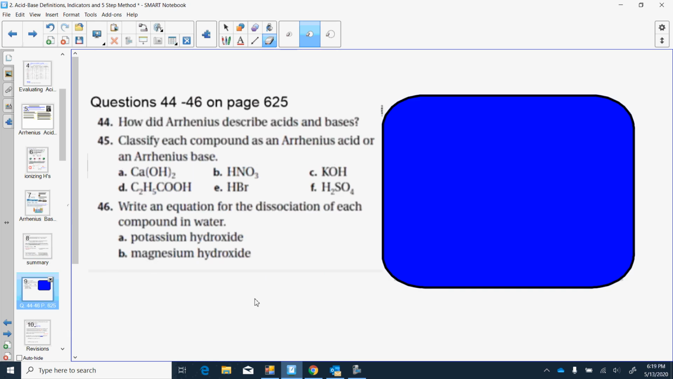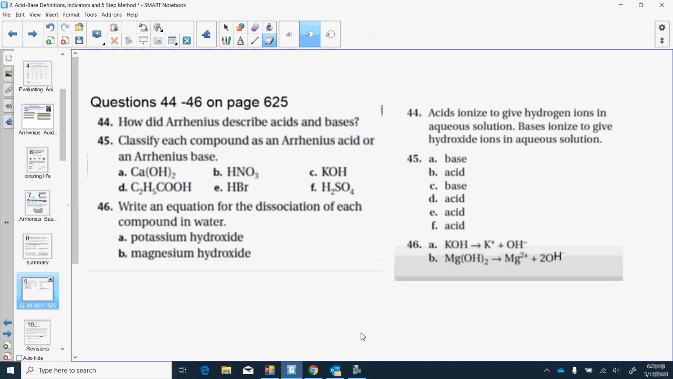Here are a few more you could try, again thinking about those definitions. Here it says classify each of them using Arrhenius definitions. So are they acid or are they base? Do they have an ionizing H? Do they have an OH negative that they'll release in water? Write an equation for the dissociation of each of these compounds. So potassium hydroxide, what's that going to dissociate into? Magnesium hydroxide, what's that going to dissociate into? And you've got your answers here. This should not be a surprise. You can check that out.